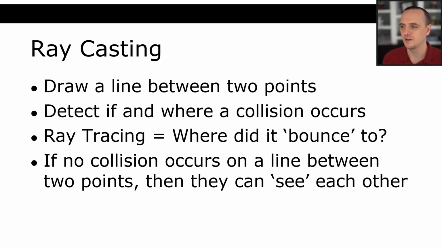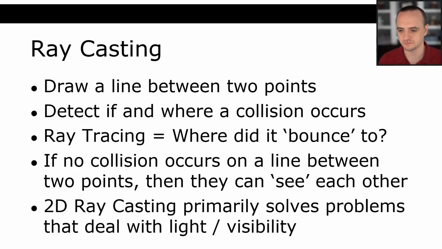Now, of course, if you have mirrors set up and all that kind of stuff, you might be able to see it if there's no direct line. Maybe you bounce off the mirror or whatever, but we're not talking about that right now. We're just saying if there is no collision for that line segment from your eye to the target, then they can see each other. And so the point of doing 2D raycasting typically solves problems that deal with either light or visibility.